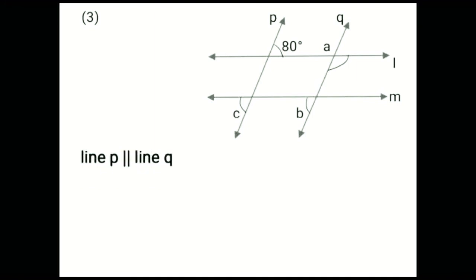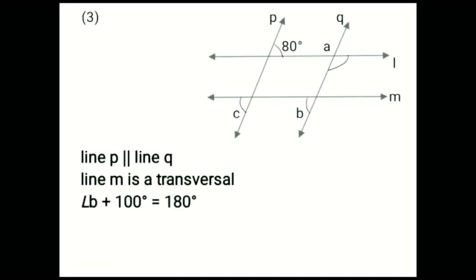Line P is parallel to line Q. Now you have to take line M as a transversal, because you have to find angle B and angle C. Line M is a transversal. Angle B plus 100 degree is equal to 180 degree. Reason you have to write: angles in a linear pair. I taught you just now.